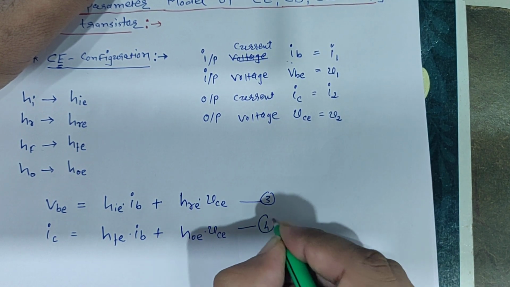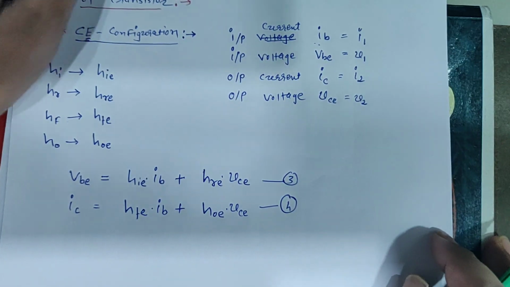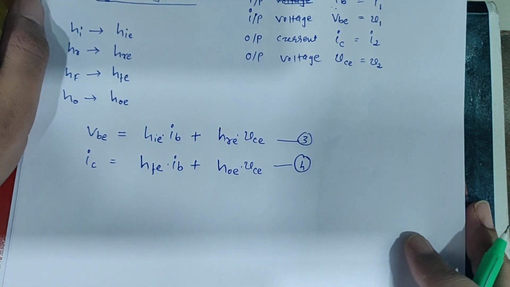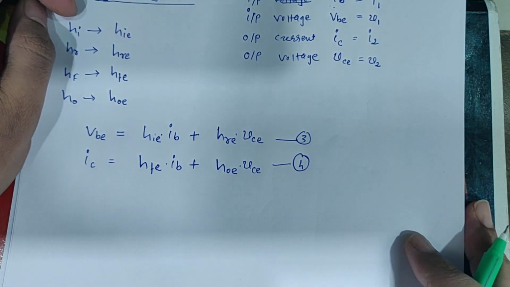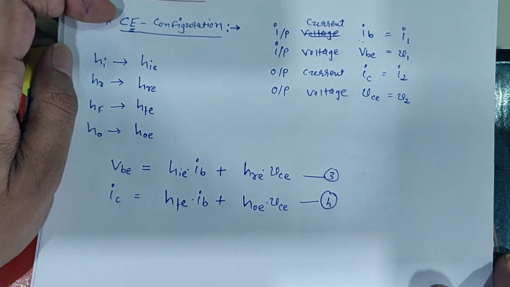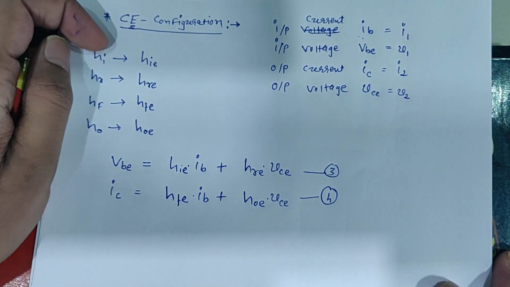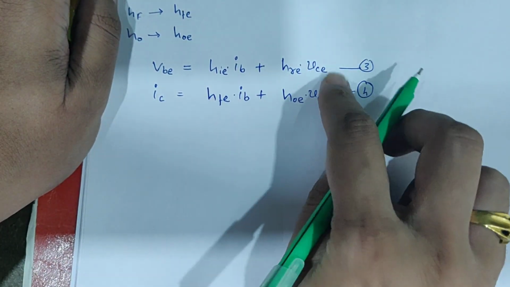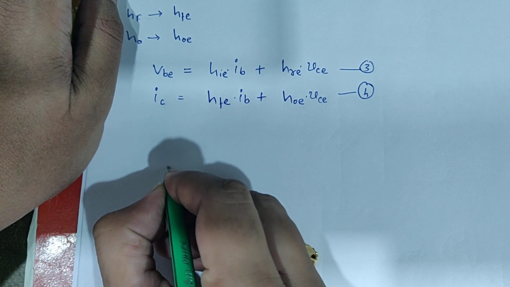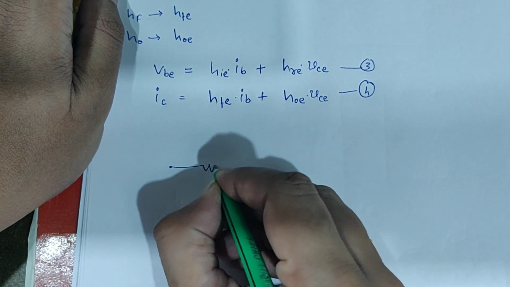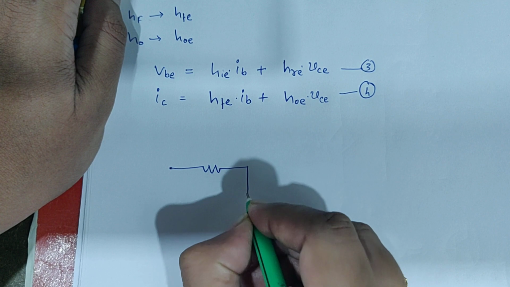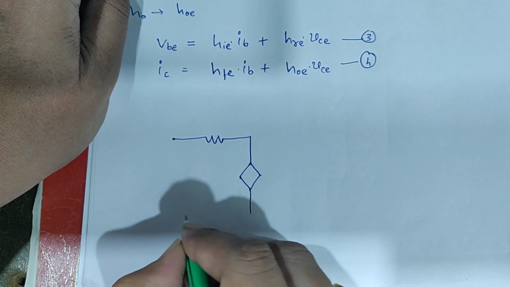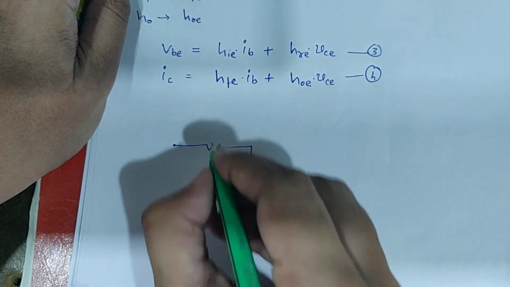So it is nothing but the equation number 4. So it is very easy to represent a common H parameter of transistor in CE configuration. So we can draw this circuit from equation number 3 and equation number 4 for the specific H parameter model of common emitter configuration. The circuit will remain the same, but the names of the parameters will be changed.